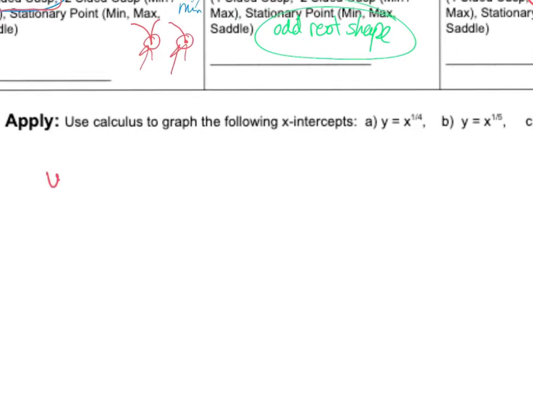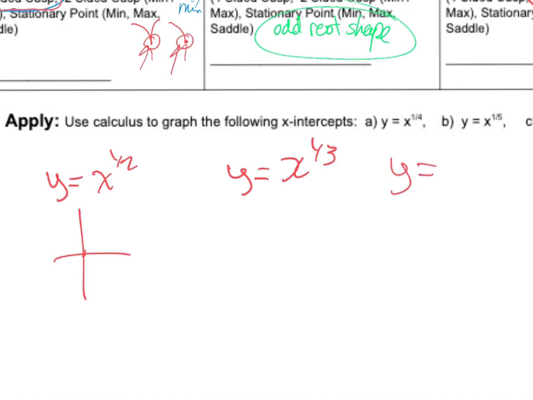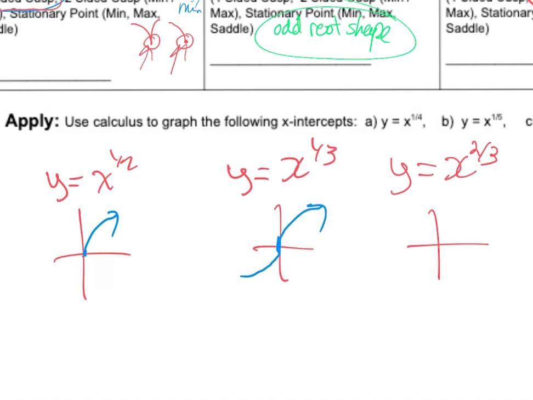For y equals x to the 1/2, the root of x, our graph looks a certain way. Y equals x to the 1/3, it looks a certain way. And then y equals x to the 2/3, it looks a certain way. There's your square root graph. There is your cube root graph. And then there's x to the 2/3, the seagull graph. What is common with all of those? Vertical tangent, vertical tangent, vertical tangent. The slope is undefined at x equals 0, and it's vertical.